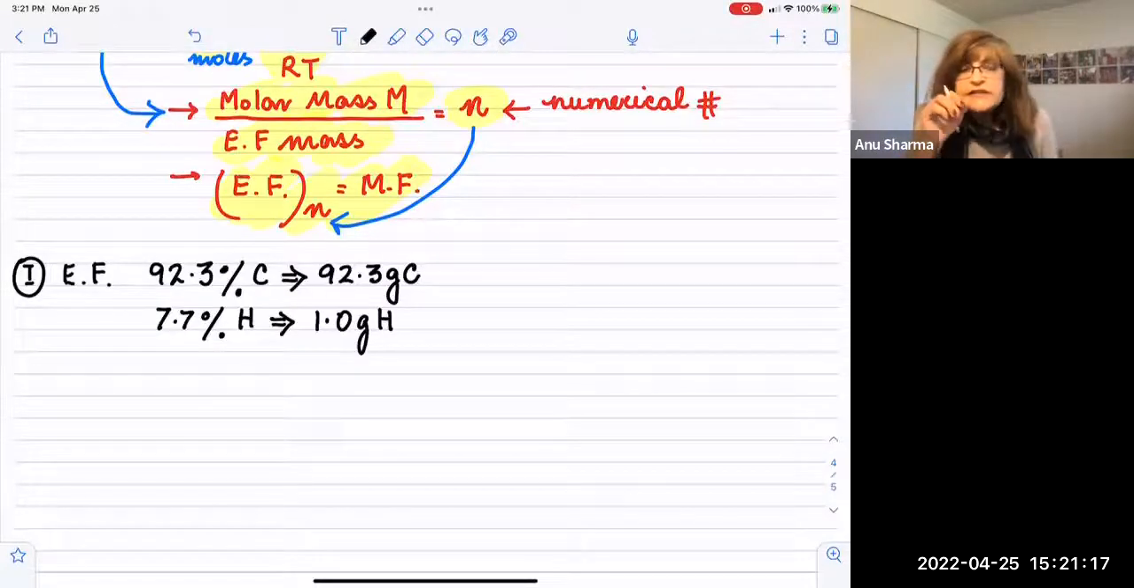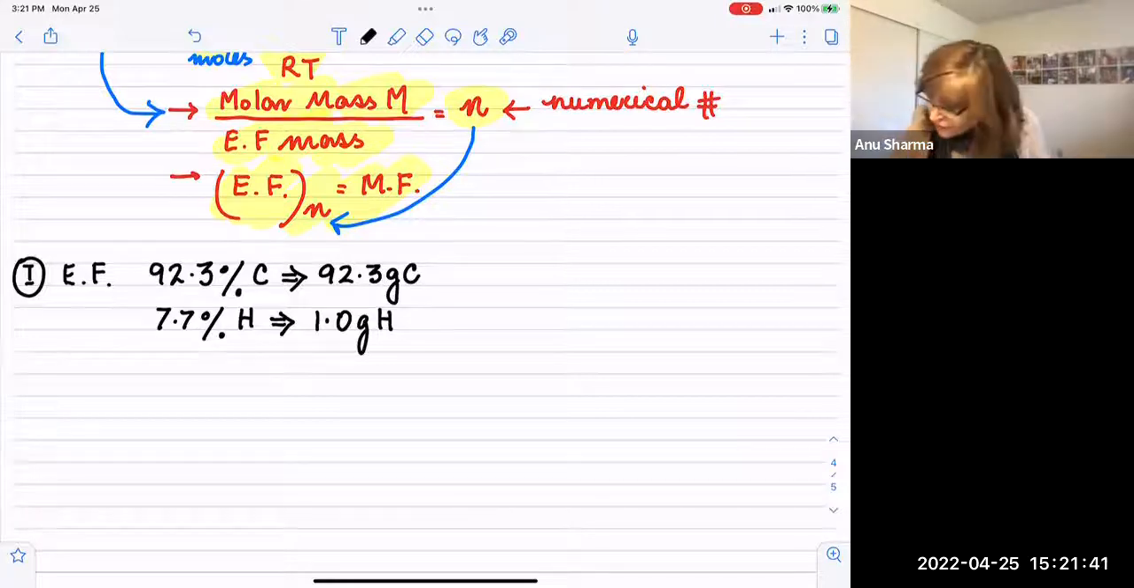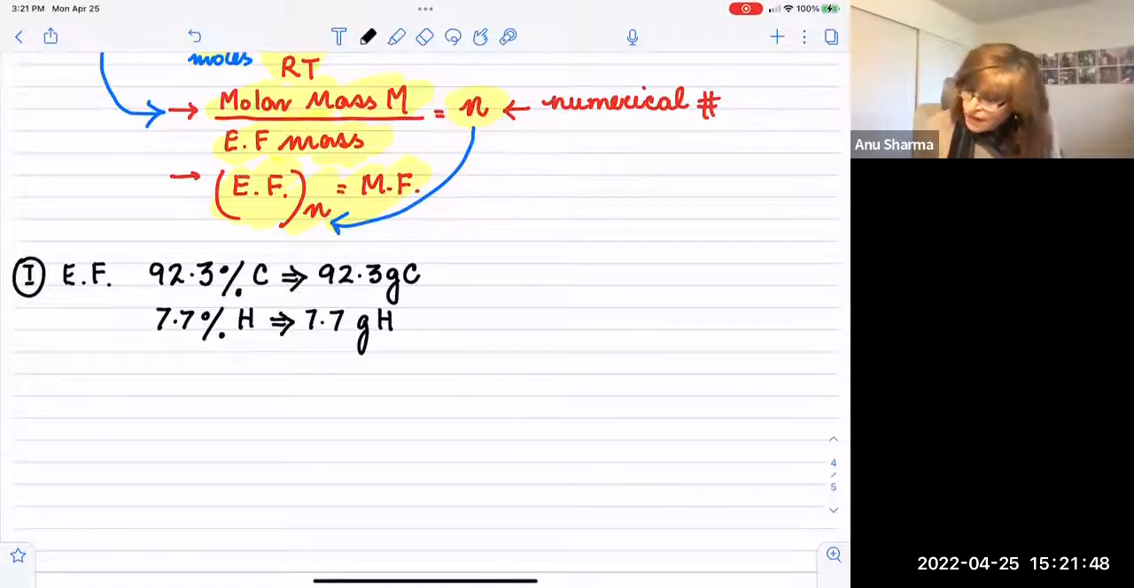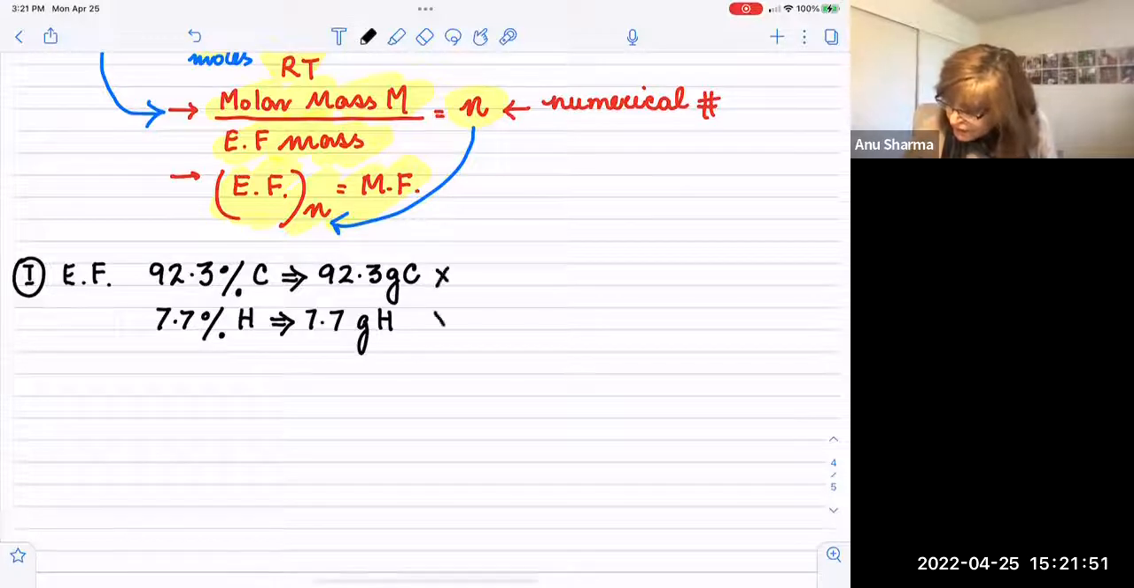So first, let's find the empirical formula. We are given 92.3% carbon. So if the whole sample is 100 grams, then out of that, 92.3 grams is the carbon. That's how this percentage translates. Same story with the hydrogen. If the whole sample is 100 grams, then 7.7 grams is hydrogen. Using those values, find the moles.